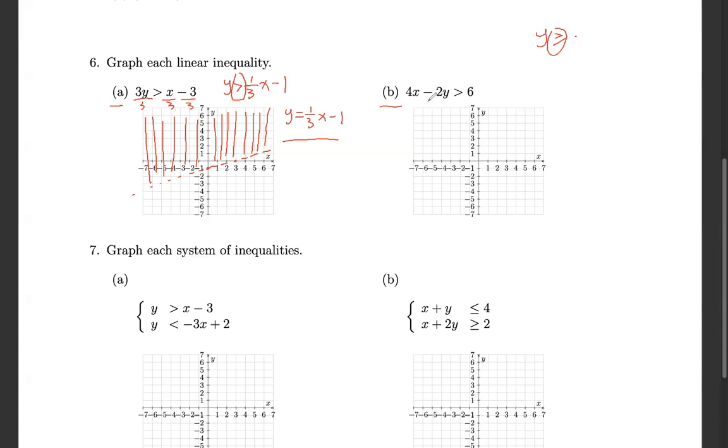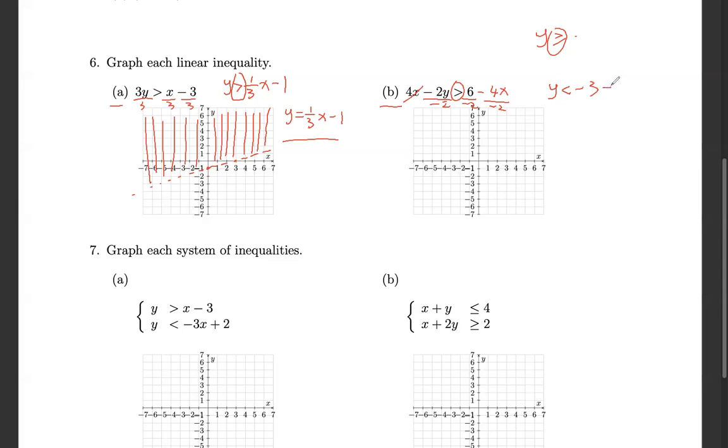B also, we want to solve for Y. So what do we do? First, we move positive 4x to the other side. It becomes negative. Then we divide by -2 for everyone on both sides. Right, -2y divided by -2, we get a positive y. Because we divide by a negative number, we gotta flip this sign. Greater than now becomes less than. 6 divided by -2, -3.